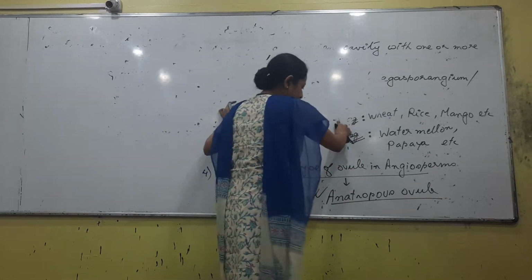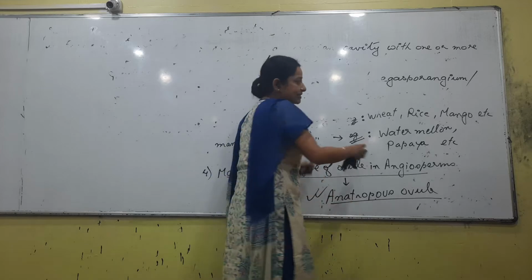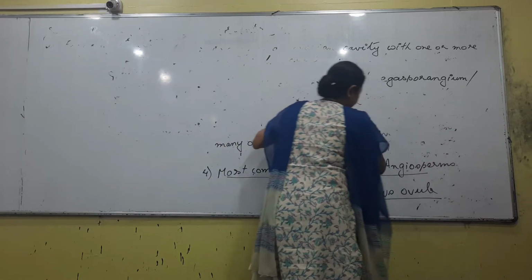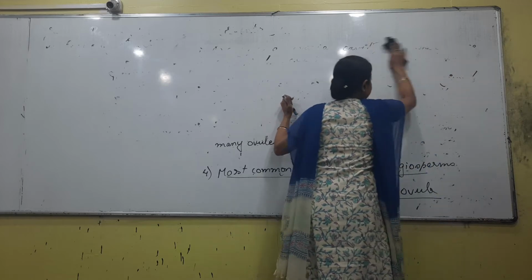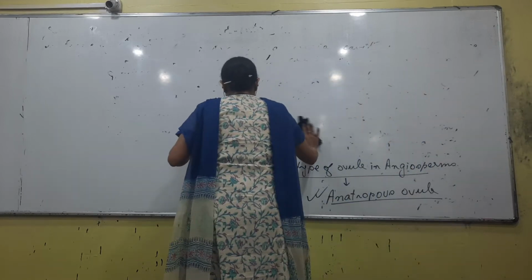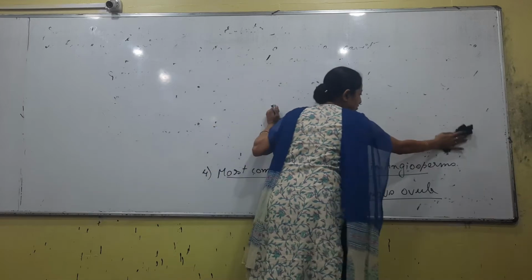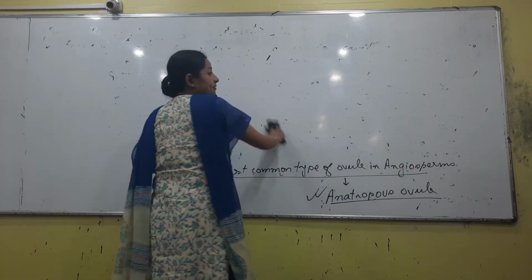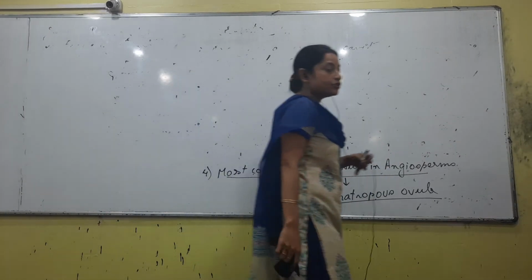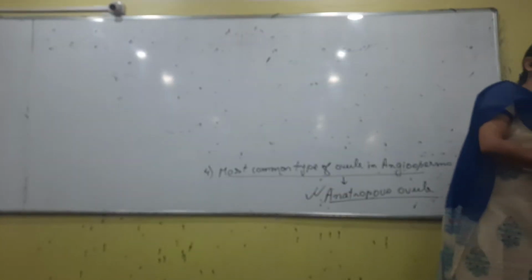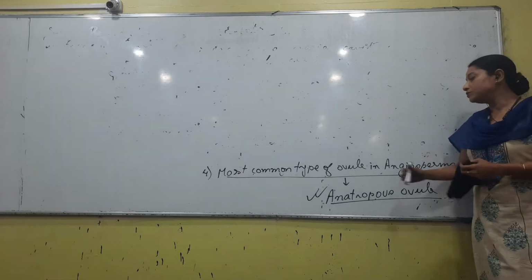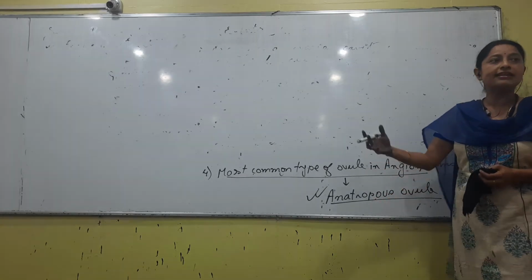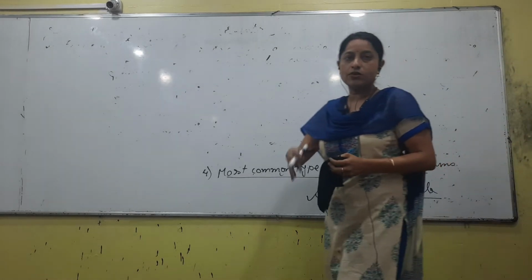As far as anatropous ovule is concerned, we will be discussing. While we were discussing gymnosperms, I think we have talked about certain words called autotropous and anatropous, if you remember. In gymnosperms, what is the type of ovule that you see? Autotropous, that is also called a straight ovule. But in case of angiosperms, we have a word called anatropous. What is anatropous? Inverted ovule. So we will be talking about it.